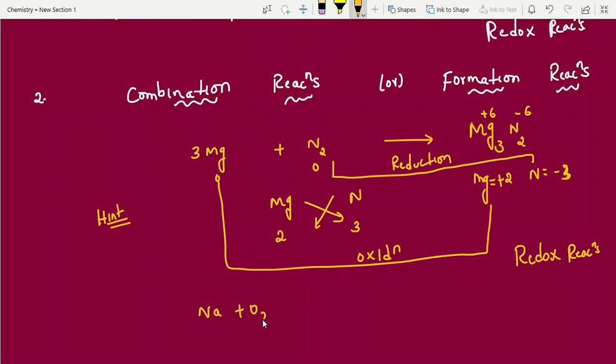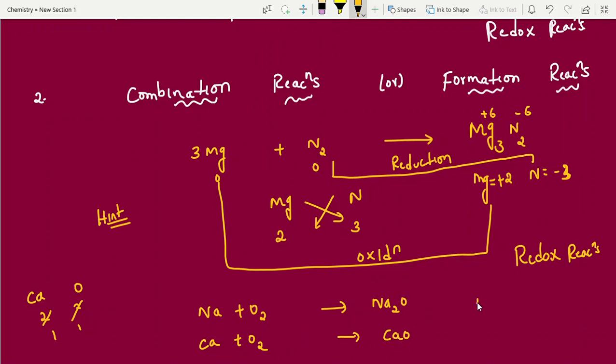Sodium combines with oxygen and forms the normal oxide; peroxide is also possible, but here it is the normal oxide. And calcium combines with oxygen to give calcium oxide. What is the calcium oxide formula, students? Anybody? Can you guess? Yes, you can apply the same trick: calcium 2, oxygen 2, simplify here itself, calcium oxide. You have to check whether it is a redox reaction or not.